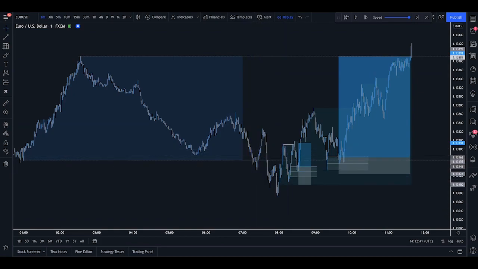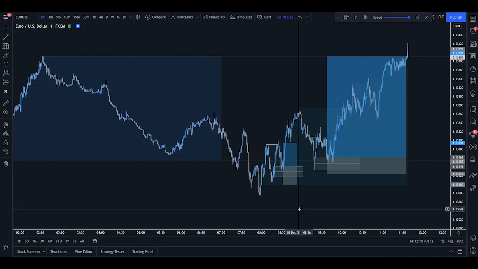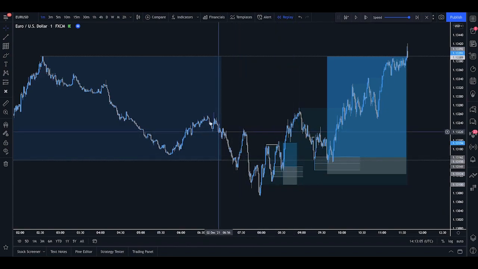There are a few things to keep in mind when we are carrying out this system. First of all, we always need to keep in mind the entries and the structure and the other concepts we spoke about when it comes to actually finding our setups. We never want to just buy blindly into a breakout beneath the range, and we never want to sell blindly into a breakout above the range. We need to make sure that the market is going to return to the range before we start executing trades.